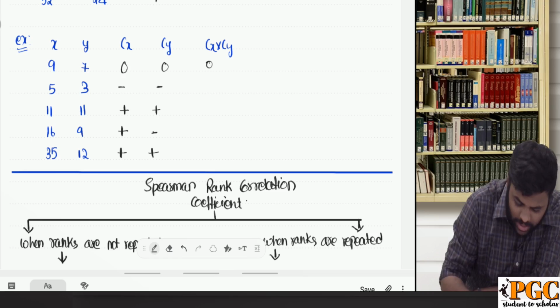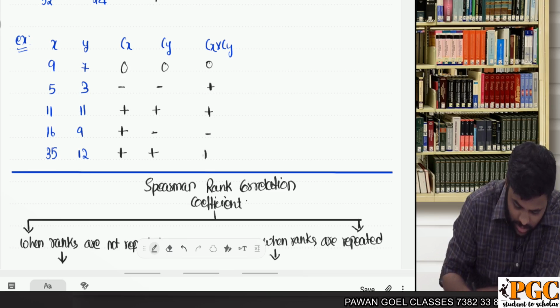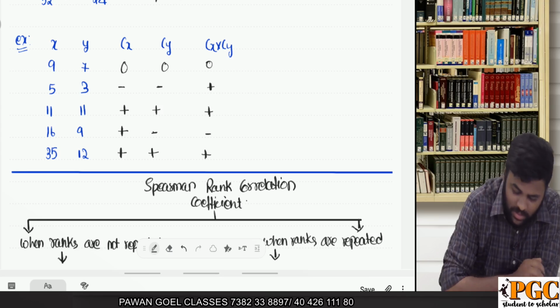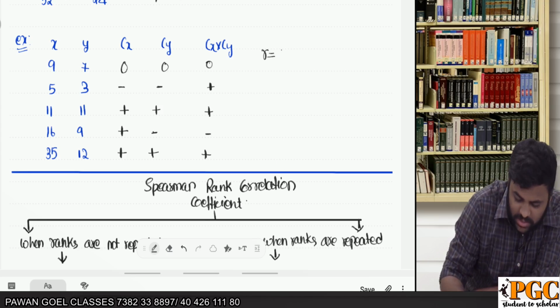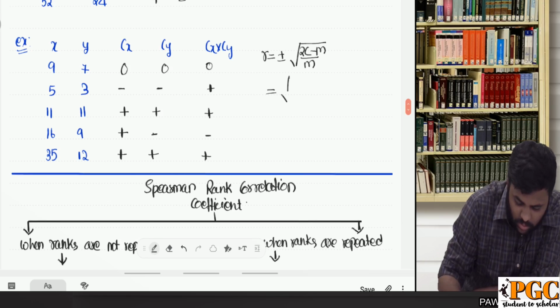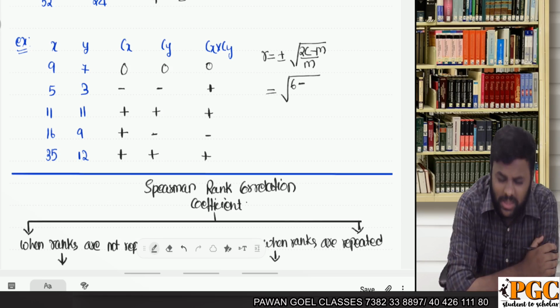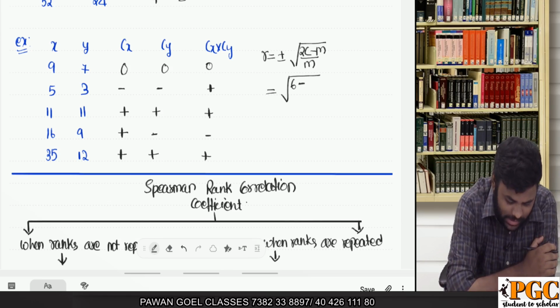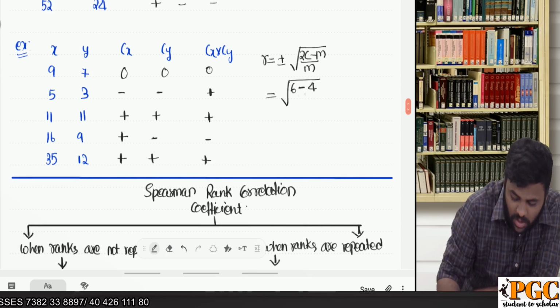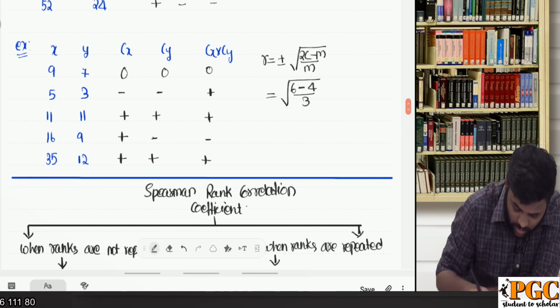Now let us multiply: 0, plus symbol, minus symbol, plus symbol. So number of concurrents are supposed to be 3. Now applying in the formula, r is equal to plus or minus root of (2c minus m) divided by m. That is root of 2 into 3 is 6 minus m. m is nothing but n minus 1, right? If you see what is the n, my dear friends, 1, 2, 3, 4, 5. What is 5 minus 1? 4. So 6 minus 4 whole divided by 4.